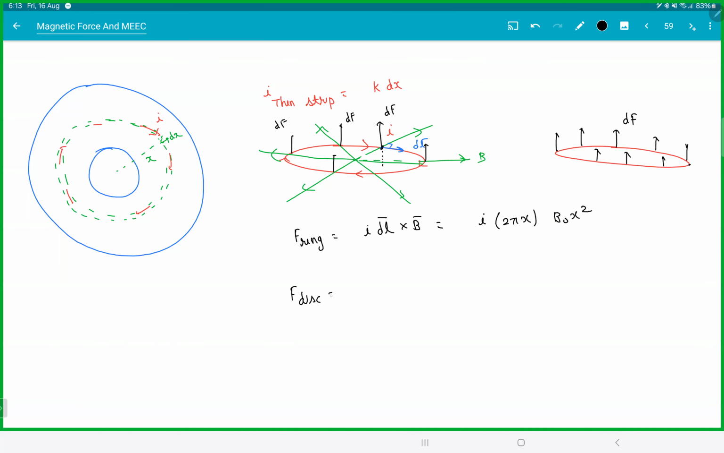And the force on the disk would be integral 2 pi B naught I integral x squared. What is I? I is k dx, right? So pi k B naught x cube dx. Limits would go from a to b.